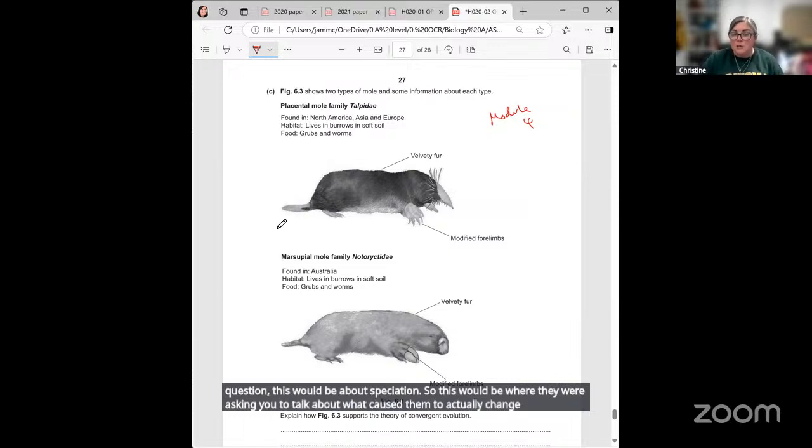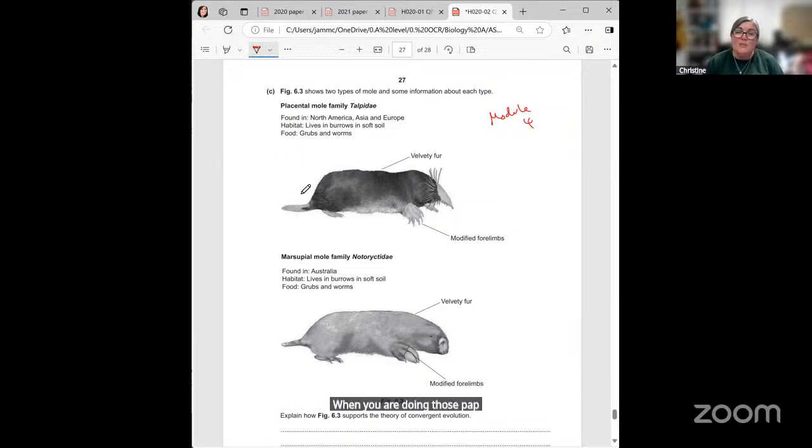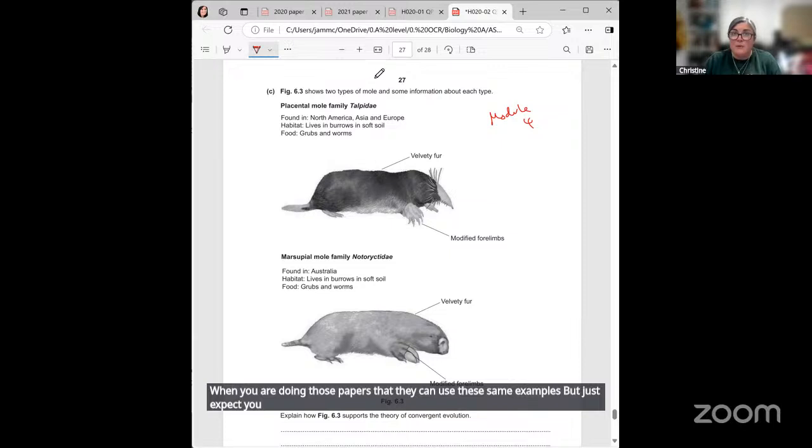So it's important that you note when you are doing those papers that they can use these same examples, but just expect you to go into a bit more depth, okay?